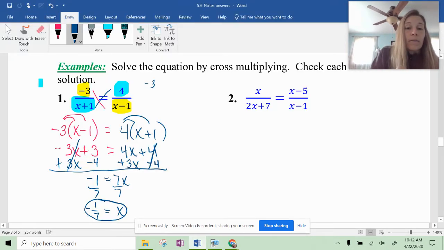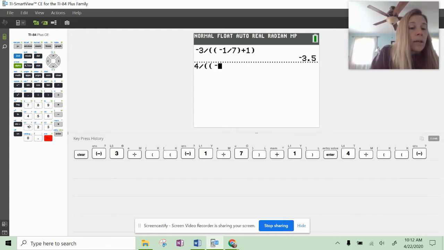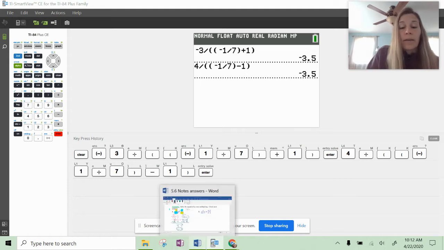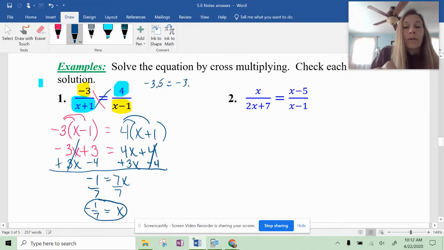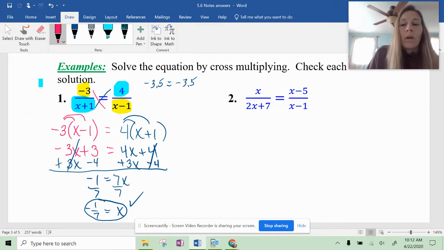So negative 3.5. And then on the other side of my equation, I'm going to do the 4 divided by, and then negative 1/7 minus 1, like that. And I also get negative 3.5. So I know that this solution is a legitimate solution. So now let's try number 2.